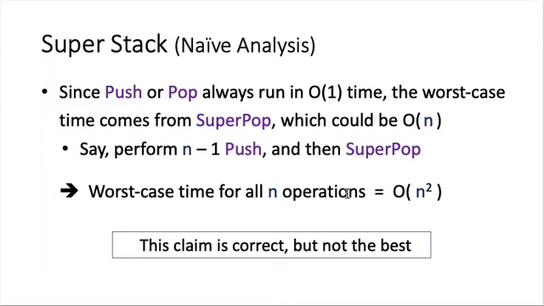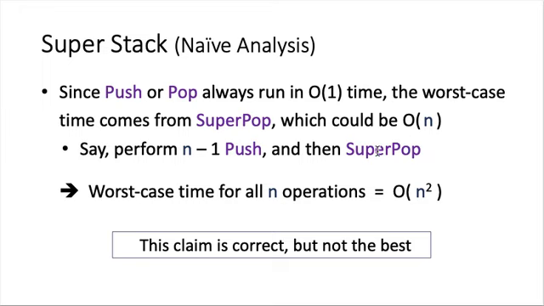Now if we look at the push and pop, they always run in constant time. So if you want to measure the worst case time of an operation, we can just focus on the super pop. And for super pop, the worst case time could be as high as order of n. So how can we get order n? Suppose that we have performed n minus 1 pushes. In that case, the stack has n minus 1 items, and suddenly we have a super pop. In that case, we will be spending order n time for this particular super pop.